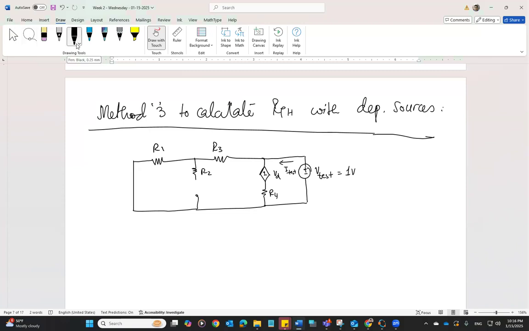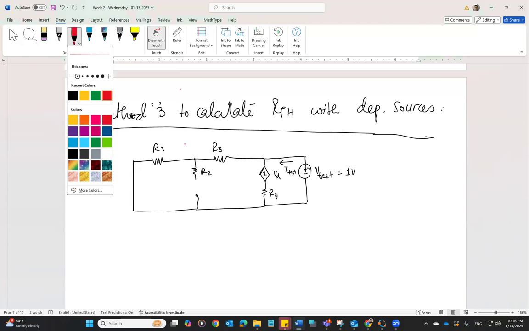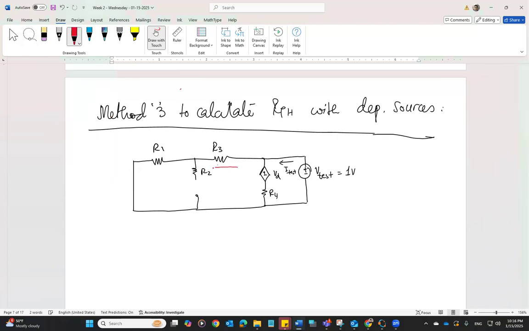Now, to calculate this current, if we know how much current is flowing here, let's call this I1, and how much current is coming here, let's call this ID, then if we apply the KCL at this node, let's call this node D, the KCL equation is going to give us I test plus ID is equal to I1.